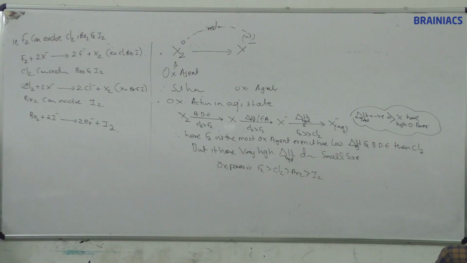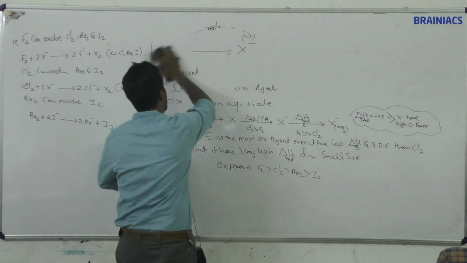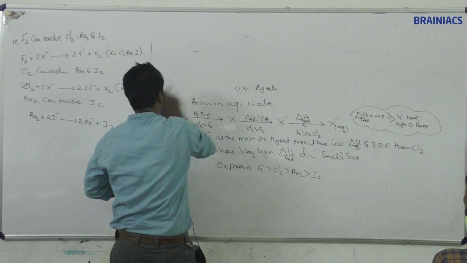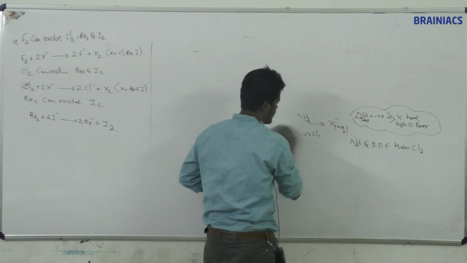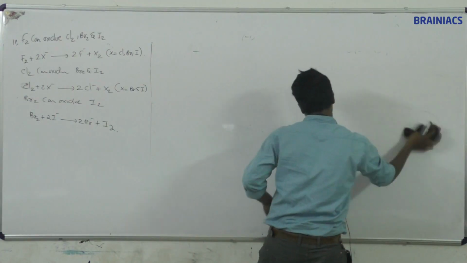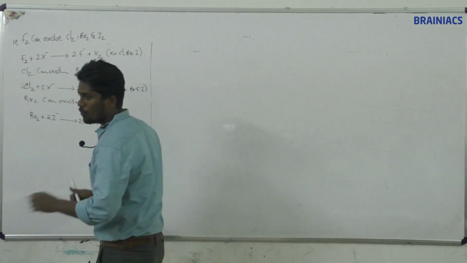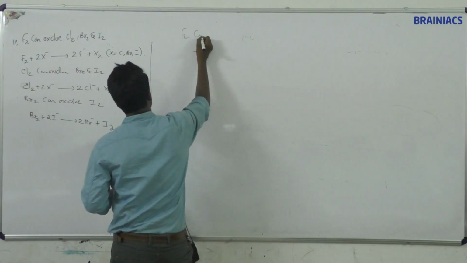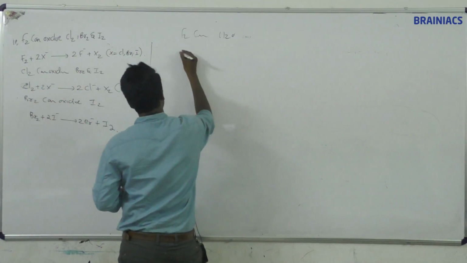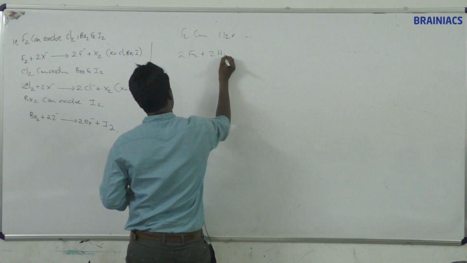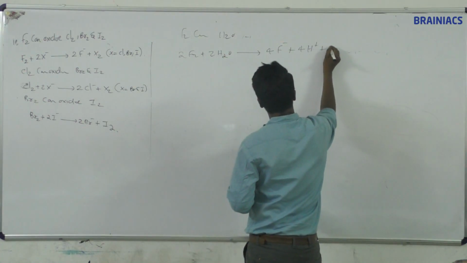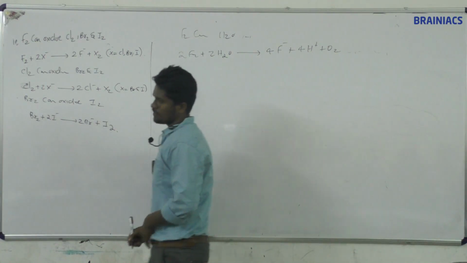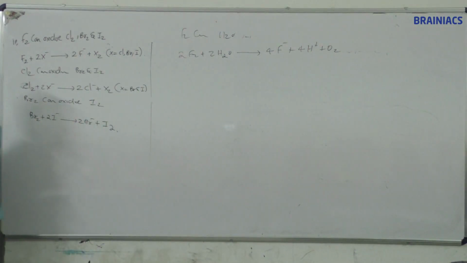So which is the strongest oxidizing agent in halogens? Fluorine. Fluorine can even oxidize water. F2 can oxidize water. So that is 2F2 plus 2H2O gives 4F minus plus 4H plus. Fluorine can oxidize water.